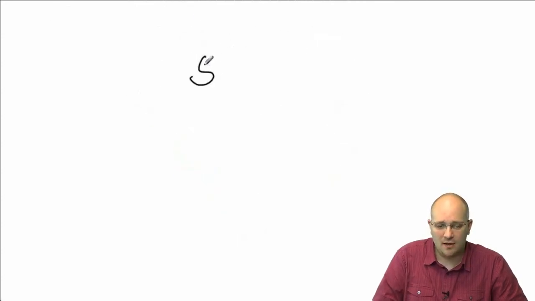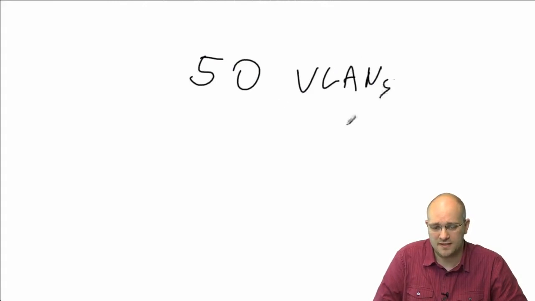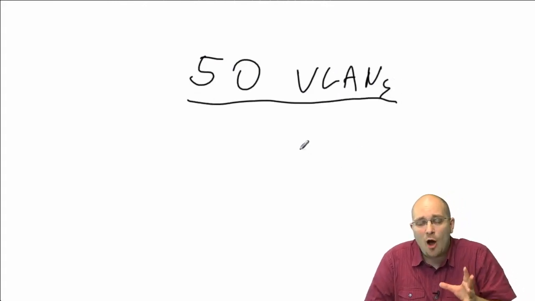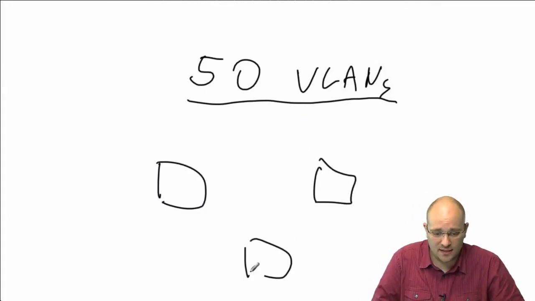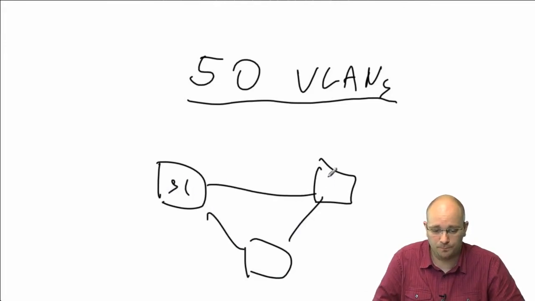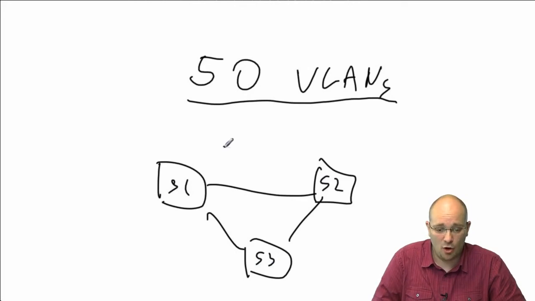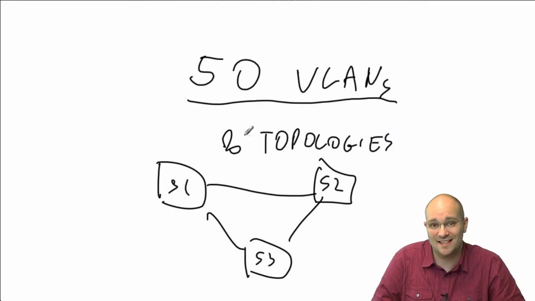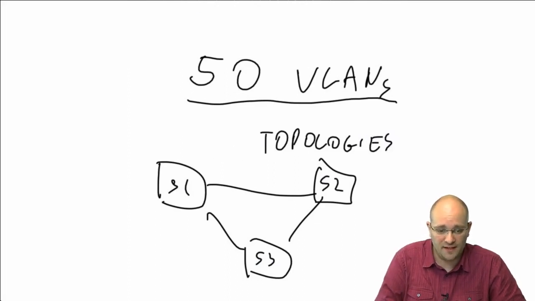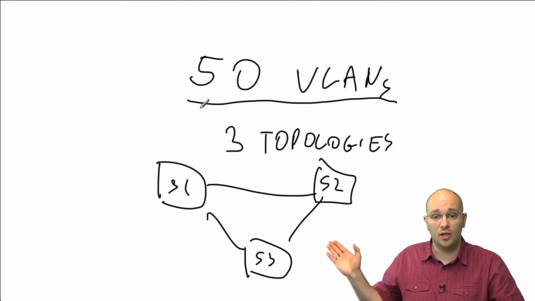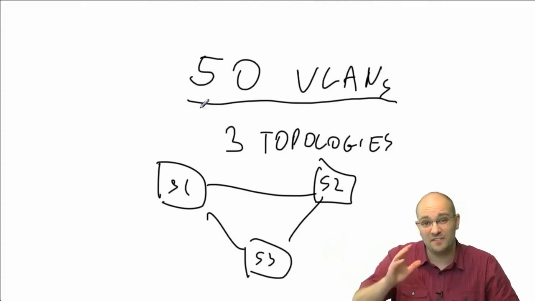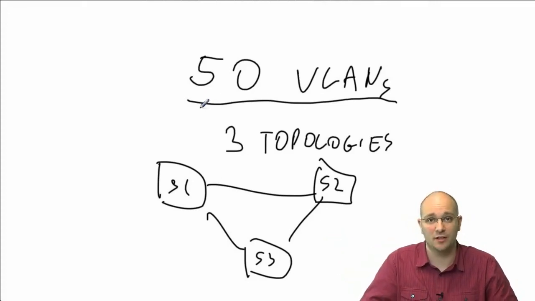But what if we had 50 VLANs in our topology? How many possible logical topologies do we have out of this physical topology here? Well, as I said, we have only 3 topologies that make sense. Only 3, not 50. But with Cisco's approach with per VLAN spanning tree, what we are going to end up doing here is we are going to be running 50 different instances of spanning tree to come up with just 3 topologies.